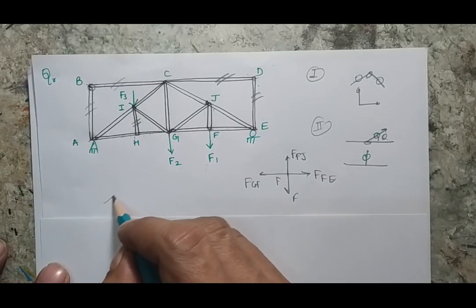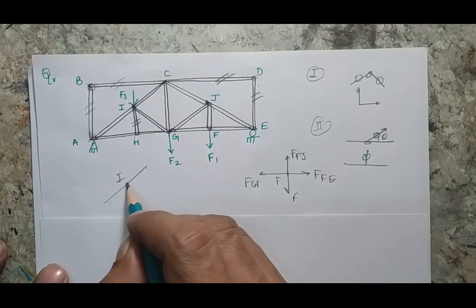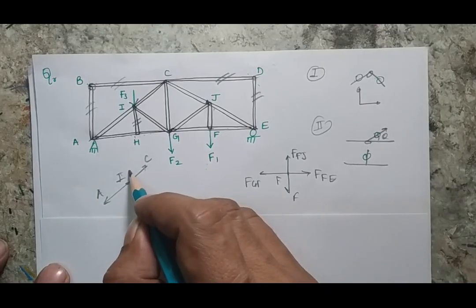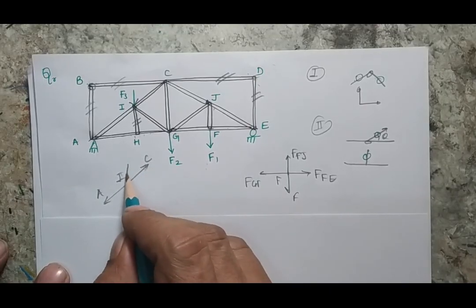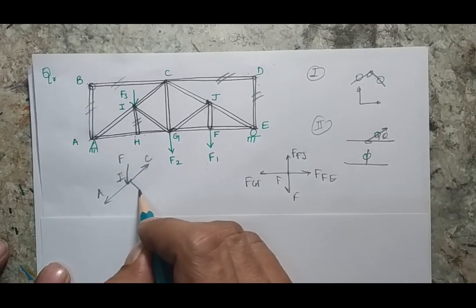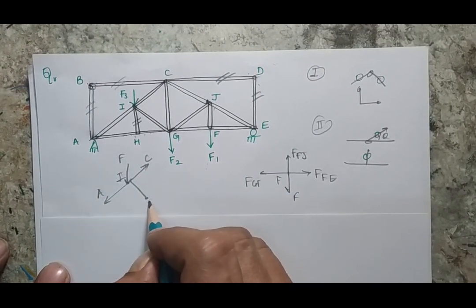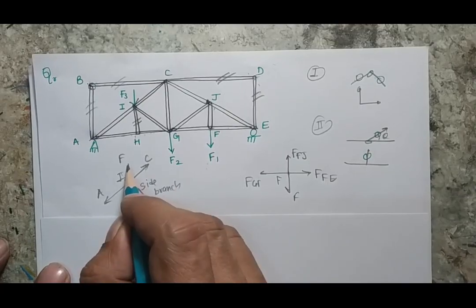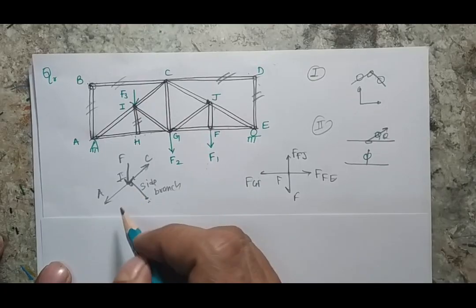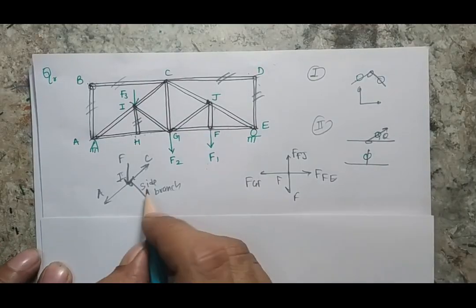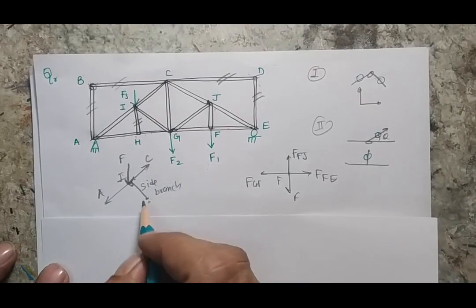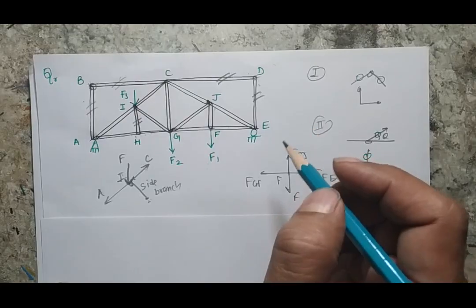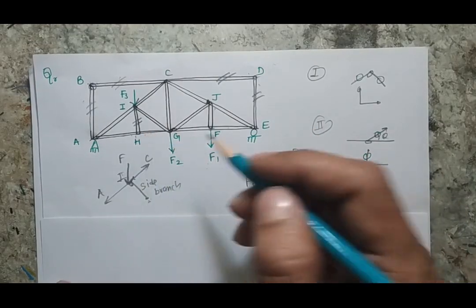So let's make the free body diagram of joint I. There are two collinear members, IA and IC, but there is a force at this point. This is a side branch, but there is a force acting here, so the rule doesn't follow, and member IG will not be a zero force member. So only these four will be zero force members, as well as member H.